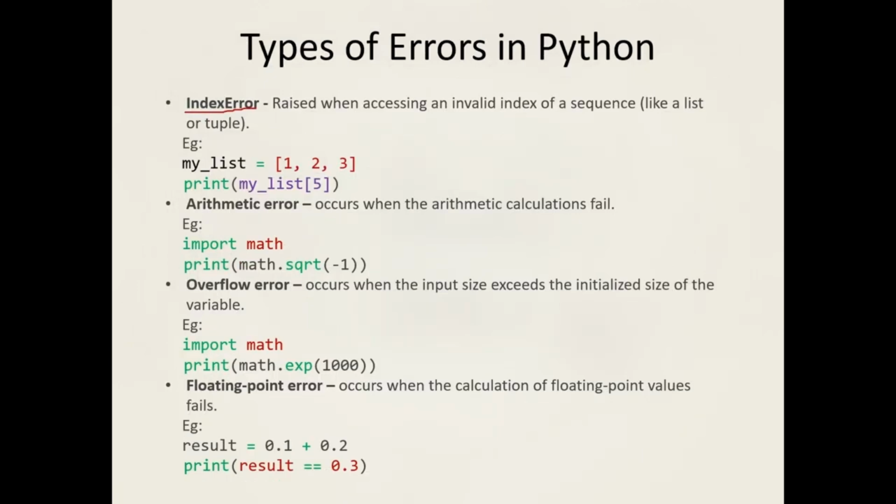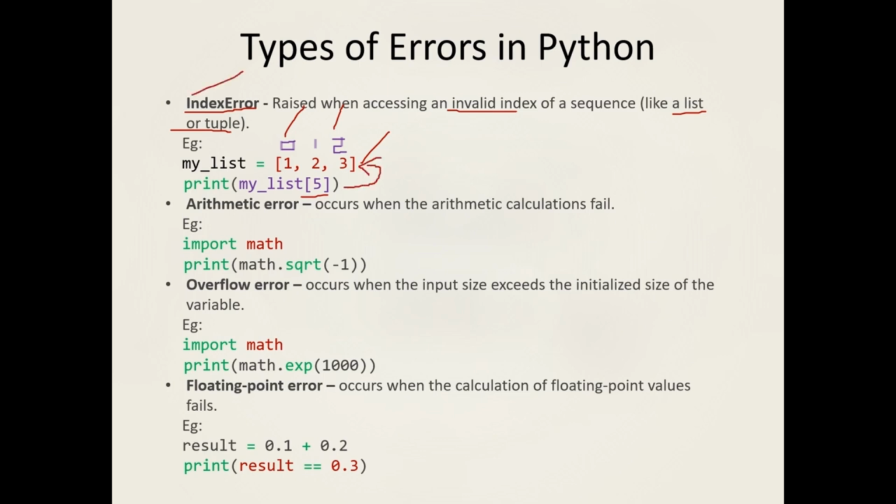Index error, which is raised when we try to access an invalid index which is not present in a list or tuple. For example, if you consider this list, it has index from 0 to 2. In the next line, we are trying to access the index of 5 which is not at all present in the list. So in these cases, as we are trying to access an invalid index which is not present in the list, index error is raised.